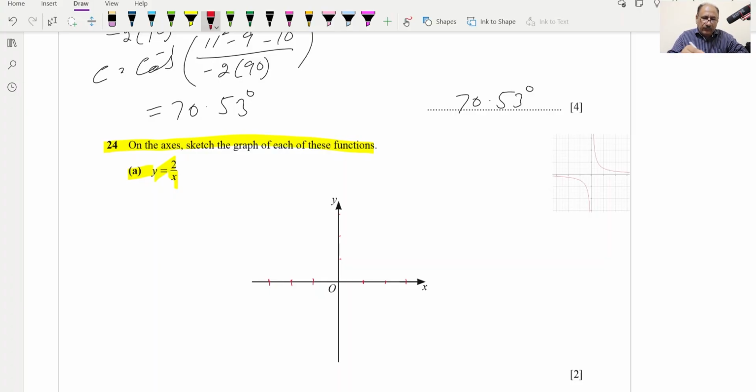Now if we take y is equal to 2 over x, when x is equal to 1, y will be 2. So this point will be 1 and 2, and similarly when x is equal to 2, y will be 1. So 2 and 1 will be this point. We can write here 2 and 1. And similarly, if we take 0.5, y will be 4, which will be upward. So if we try to sketch the graph, it will be like this. So this side, and similarly we can take the points on this side also.